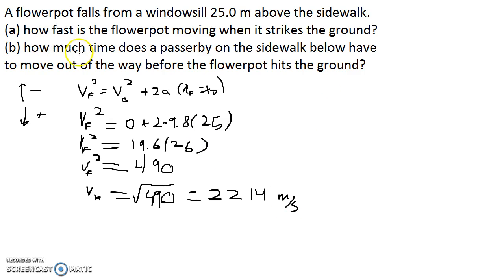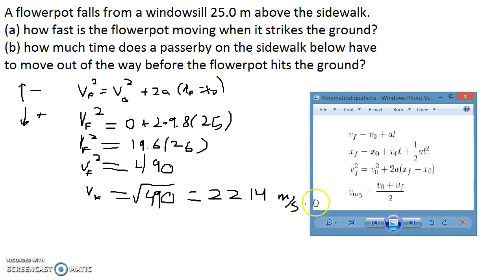So now on to B. How much time does it take for a passerby on the sidewalk to move out of the way before a flower pot hits the ground? So this is going to take a different formula. So we'll go back to our list. We have time in both of these, so it's most likely going to be one of these. Now we do know the final velocity, we do know the initial velocity, and we do know the acceleration. So it does look like the first formula is going to give us everything that we need.